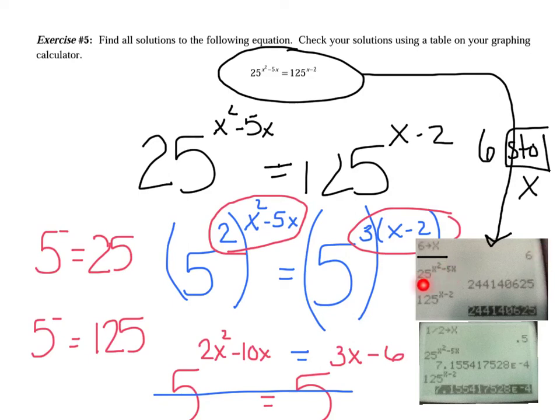Then I just typed the original one in, and I got that number, and I typed the other side in, and I got that number. Since they're equal, 6 checks. I did the same thing for 1/2. I said 1/2 store into X. I typed the left side in and the right side in, and notice I got two huge, ugly numbers, or small numbers, I should say. I just went with it. They match up, they're the same, so I know it checks. If you've got that old calculator, watch your parentheses around your exponent.